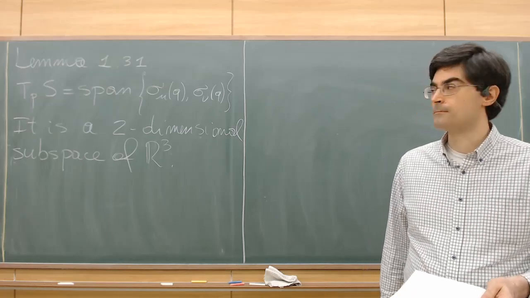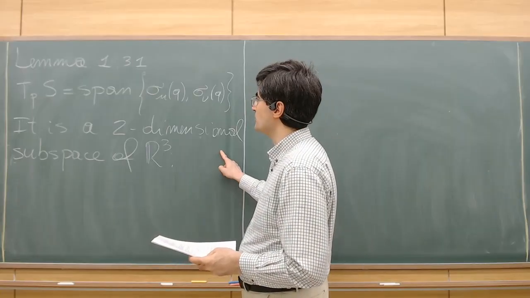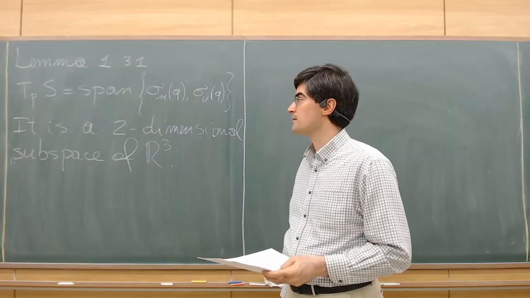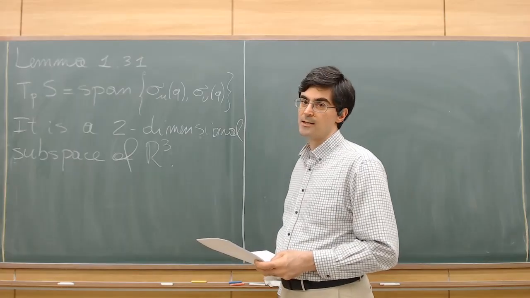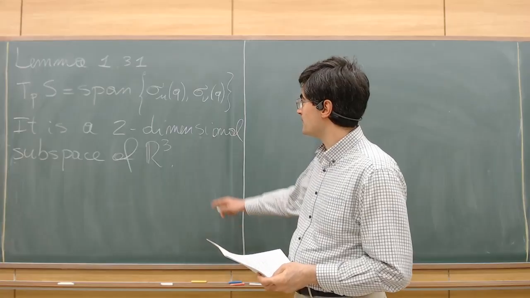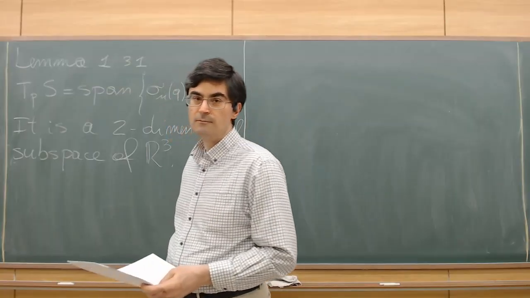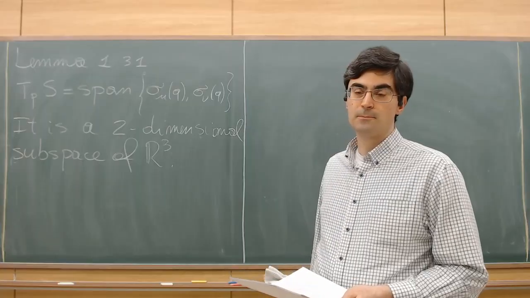Good afternoon. During the last lecture, I proved this lemma, which says that if S is a regular surface and P is a point in it, then the tangent space to the surface at P is spanned by these two vectors, where Q is the inverse image of P by the surface patch sigma.